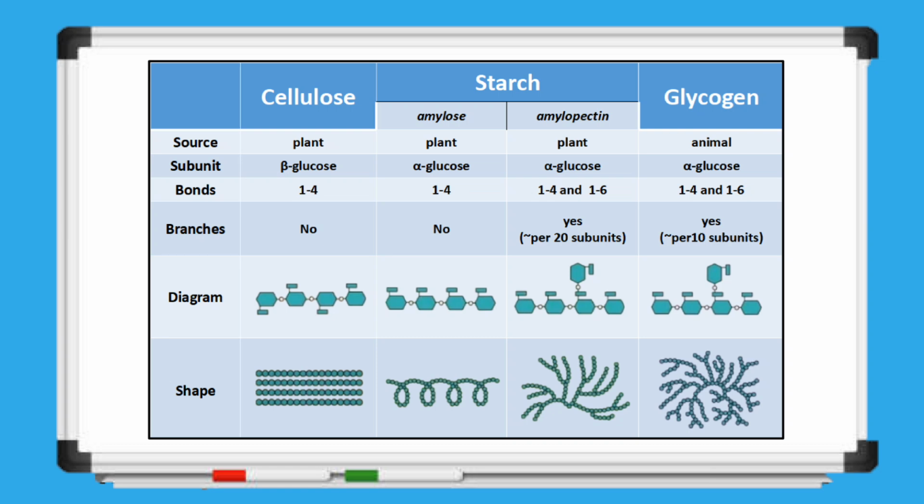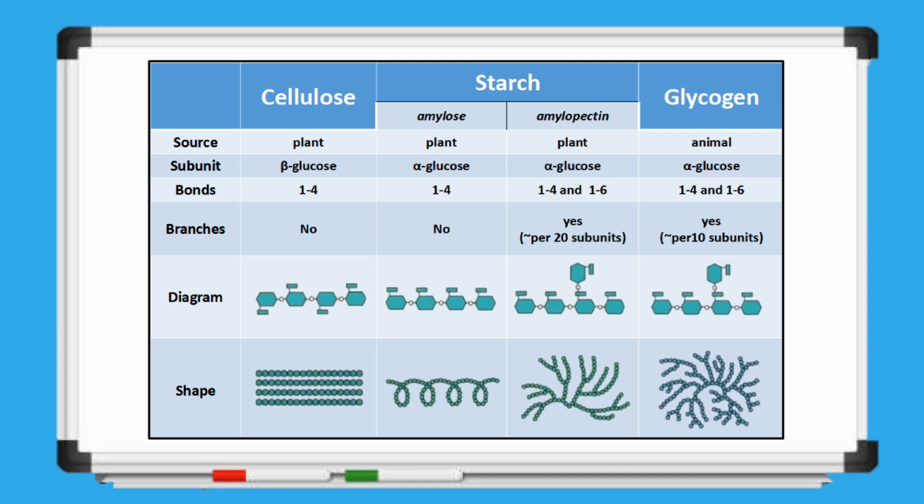Let's talk about what happens when many of these glucose units join together. Depending on how they're linked, they form different complex carbohydrates called polysaccharides. We're going to look at three major examples: cellulose, starch, and glycogen. First, cellulose. This is found in plants.